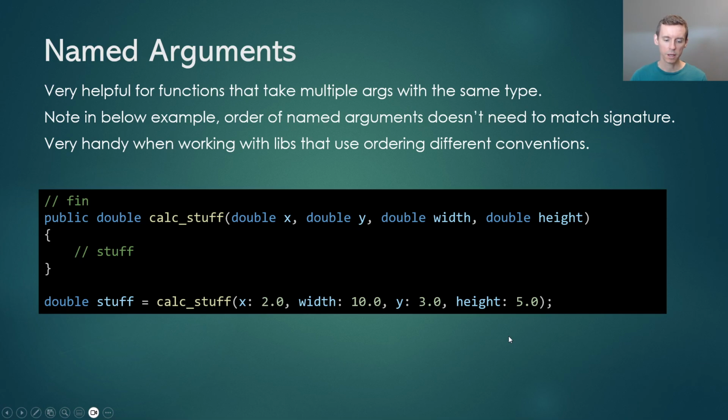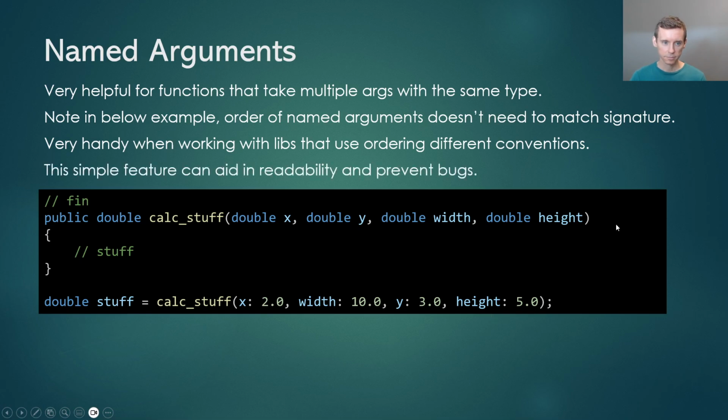And this is actually really helpful if you're working with different libraries that use these two different conventions. So sometimes libraries will go x, y, width, height. Sometimes they're more likely to go x and then width because they're x related, and then y and then height. So yeah, it aids in readability and can help prevent bugs. I've definitely seen bugs happen because people got the order wrong.